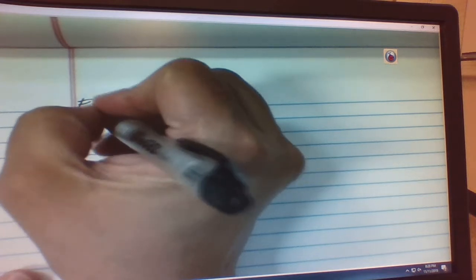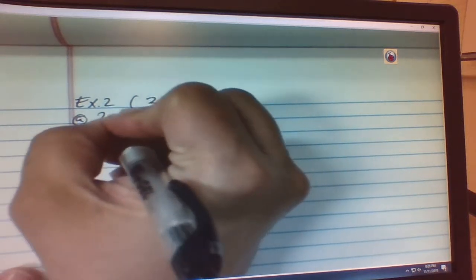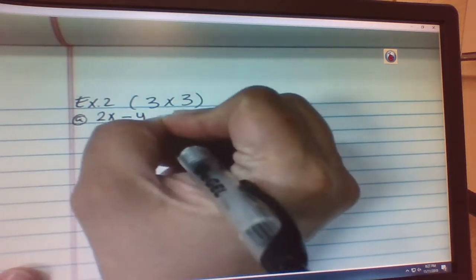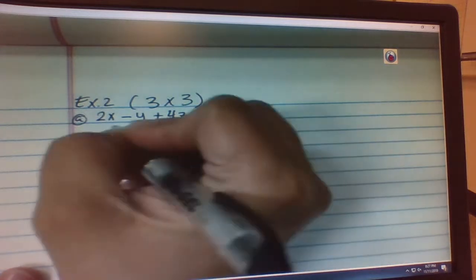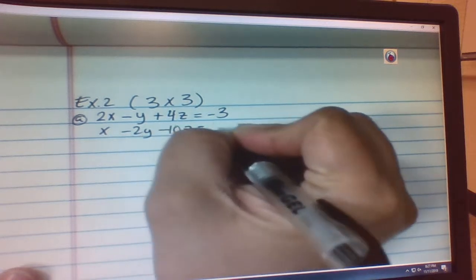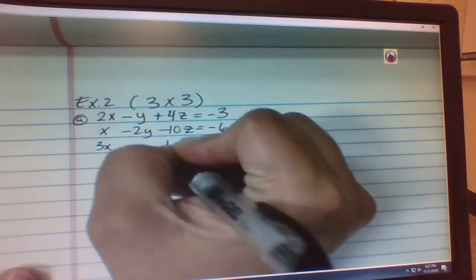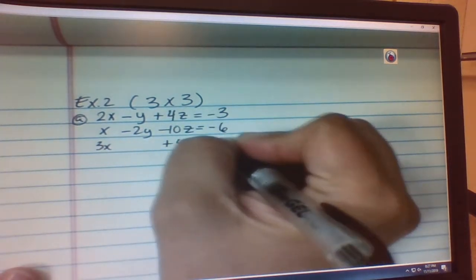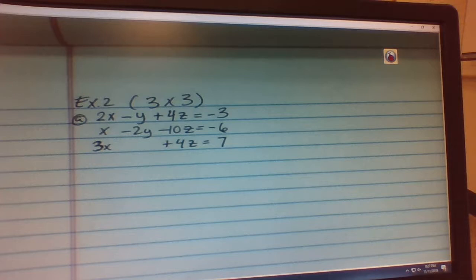Example number 2, we are going to do 3x3s, which means XYZs. So this is a problem. 2x minus y plus 4z equals negative 3. X minus 2y minus 10z equals negative 6. 3x plus 4z equals 7. There's no y.